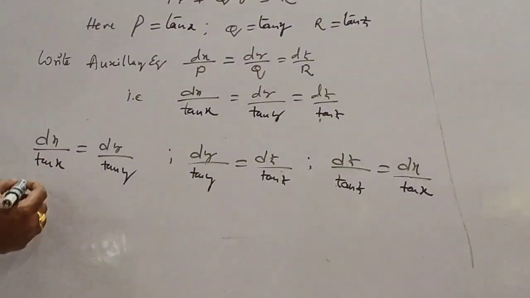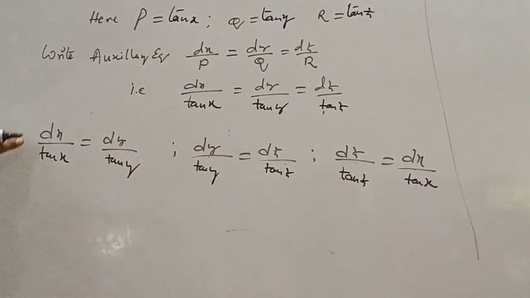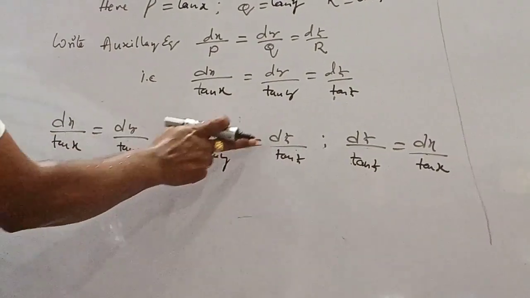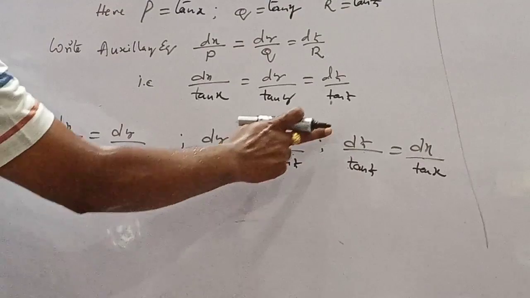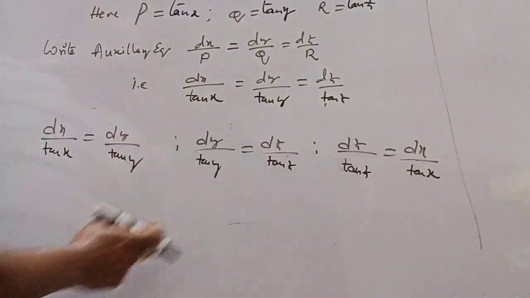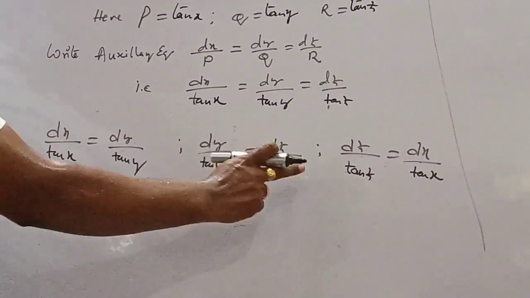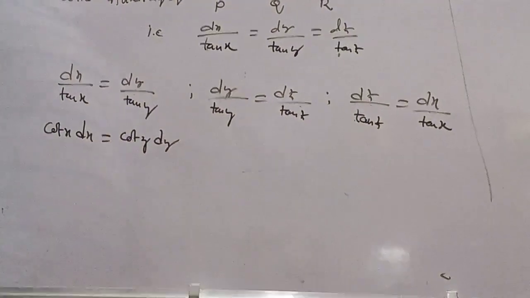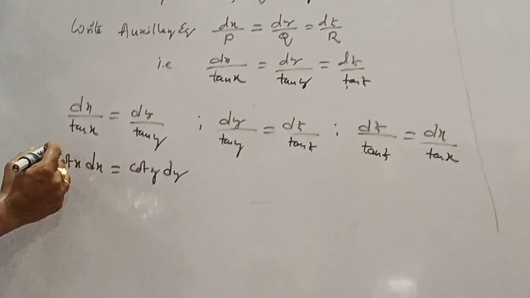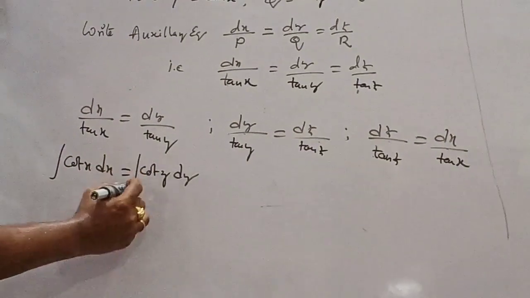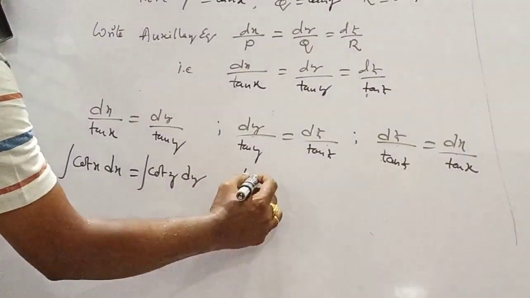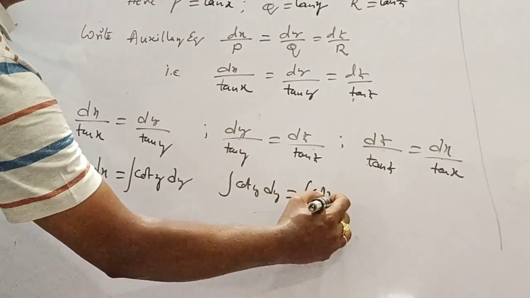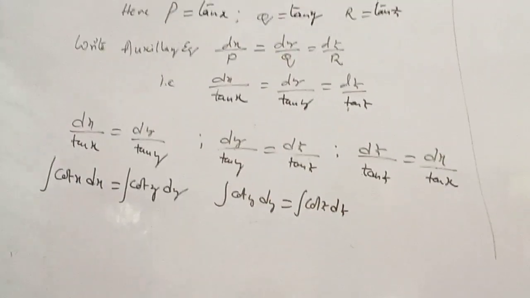Taking integration on both sides, you observe dx by tan x and dy by tan y is solvable. dy by tan y and dz by tan z is also solvable. dz by tan z and dx by tan x is also solvable. Out of these three soluble equations, you can take any two. So integral cot x dx equal to integral cot y dy, and integral cot y dy equal to integral cot z dz. So two is sufficient, no doubt.